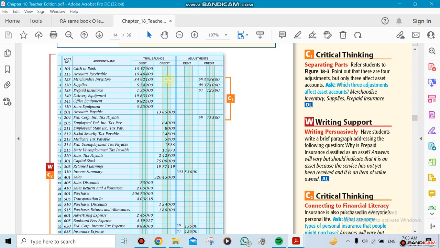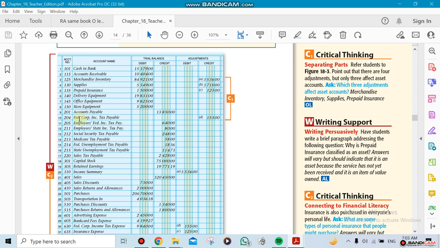So either we sold items or we bought more items. Okay, supplies, the same thing. We bought more supplies or we used up more supplies. Prepaid insurance, in a way, it goes down most of the time, because that's how much we pay at the beginning. And then we're going to be reducing it by the amount that we are using.